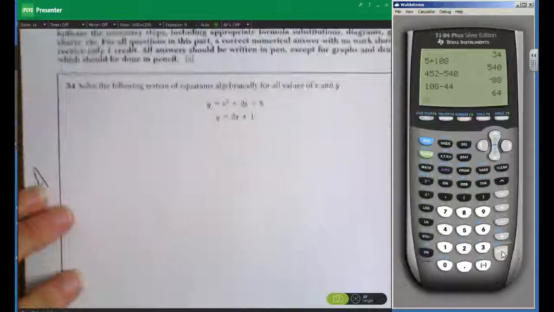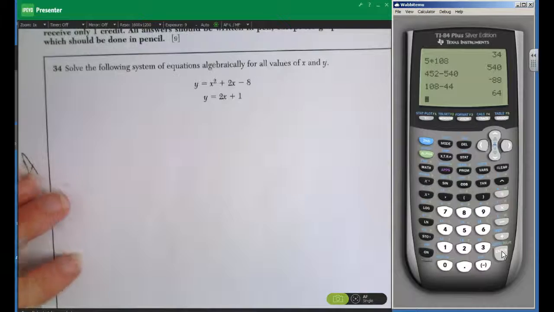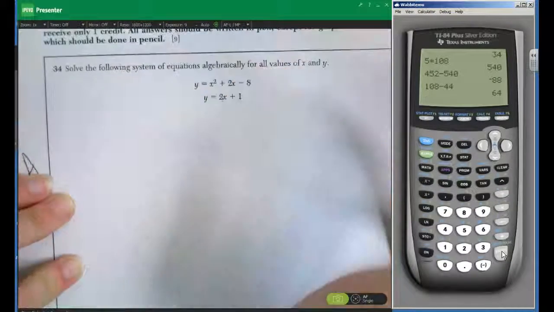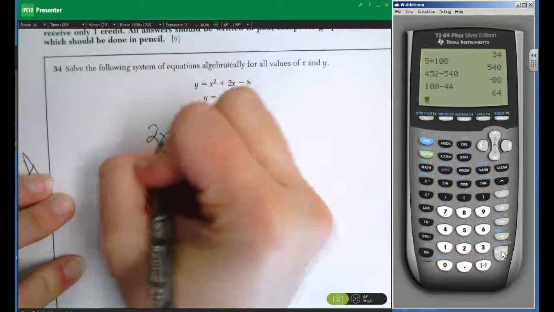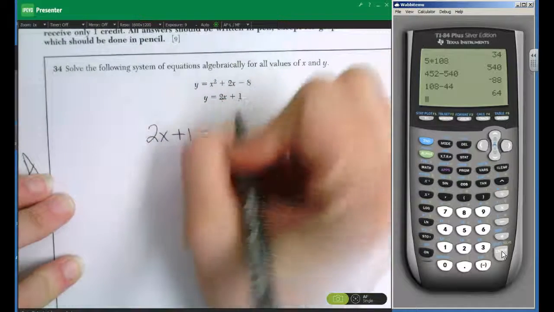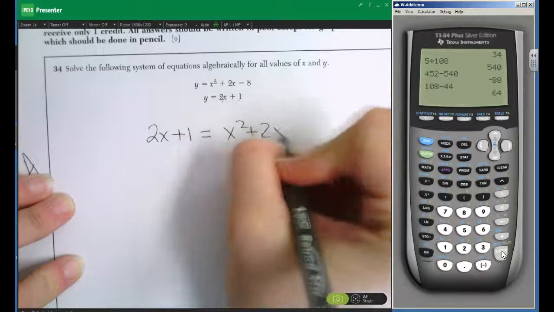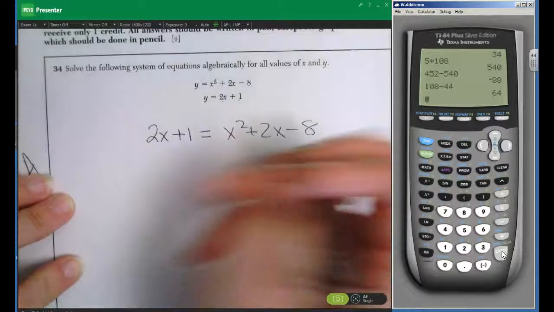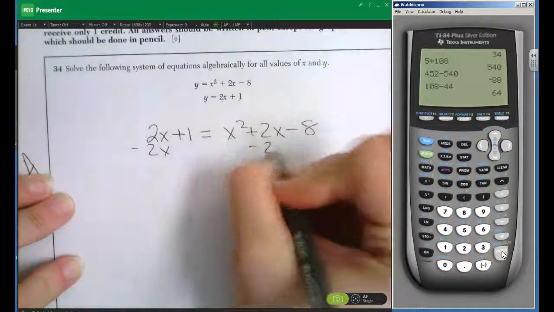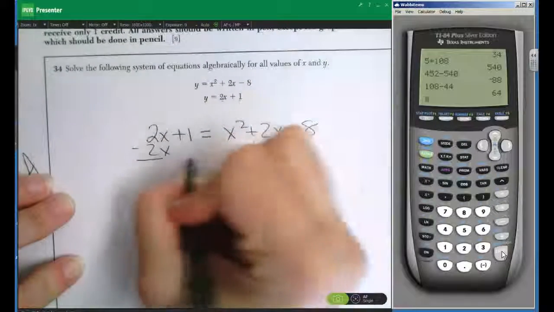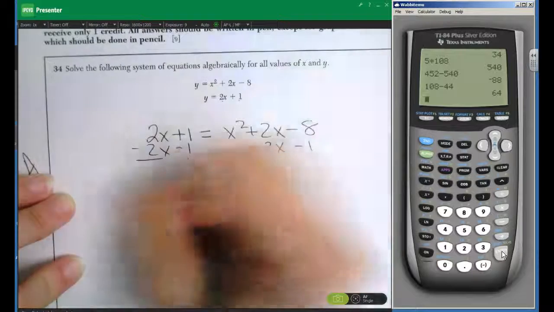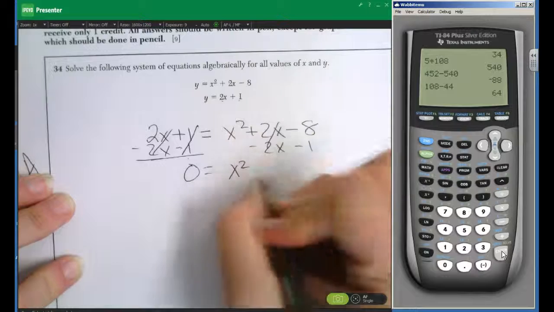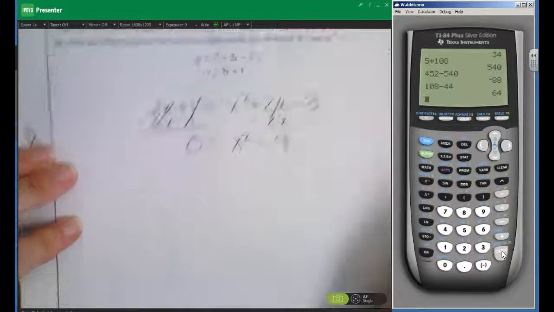It says to solve the following system of equations algebraically for all values of x and y. Well, they give us y equals this, so you know what? Let's just substitute it right in. 2x plus 1 equals x squared plus 2x minus 8. Let's set everything equal to 0 and see what happens. I'm going to subtract 2x from both sides. And I'm just going to subtract 1 from both sides so I can cross these babies right out. These cancel. I'm left with that.